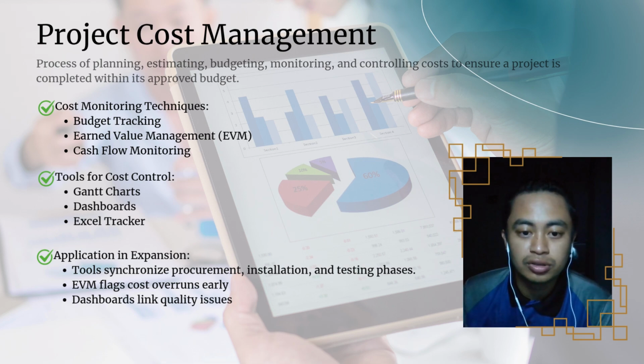In terms of cost control tools, InnoTech integrates Gantt charts to visualize the project timeline and identify delays, dashboards using Power BI or Excel to display KPIs like CPU and defect rates in real time, and Excel trackers to log and analyze costs, productivity, and material usage down to the job level. These tools are fully applied across the expansion lifecycle. During procurement, dashboards track delivery time and contract costs. During installation, EVM detects any budget and schedule variance. And during testing, dashboards link quality metrics like defect rates to financial data, highlighting the cost of rework or wasted materials.